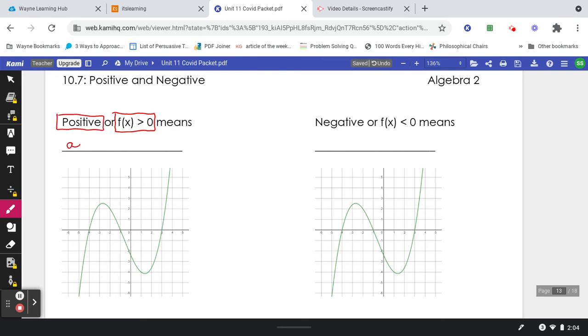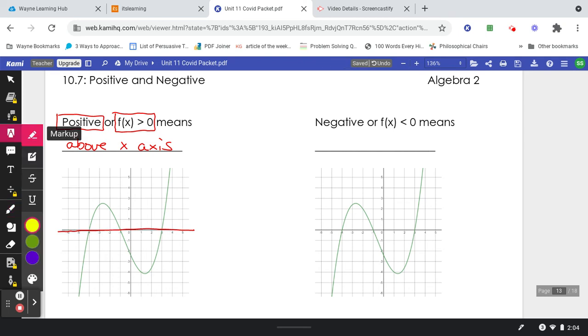And that's when we have the graph that's above the x-axis. And your x-axis is here. So you can see that your graph kind of starts off below and then goes above. So if you have maybe a highlighter, or maybe just take your pencil, this is the part that's above the x-axis, as well as that part right there.